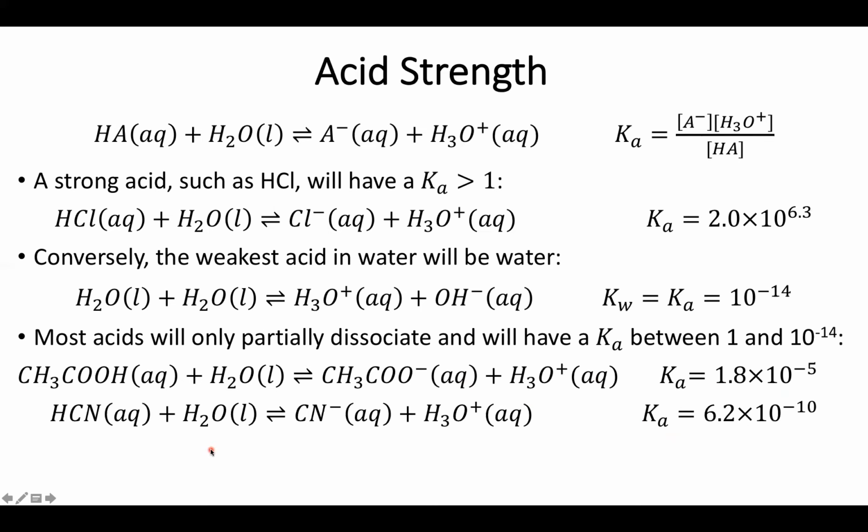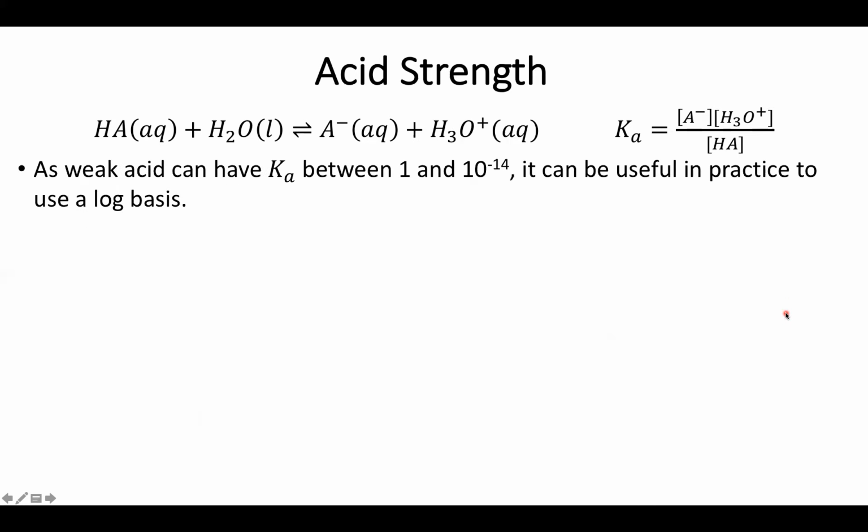It will dissociate even less, and will release fairly few protons. So these are really going to be our weak acids, something with an equilibrium constant probably less than 10 to the negative 1, so 0.1, but still greater than water. One of the problems we have when dealing with these weak acids is that they can have equilibrium constants in between 1 and 10 to the negative 14th.